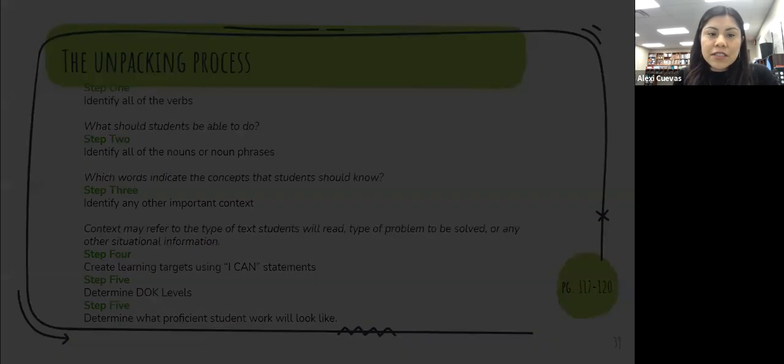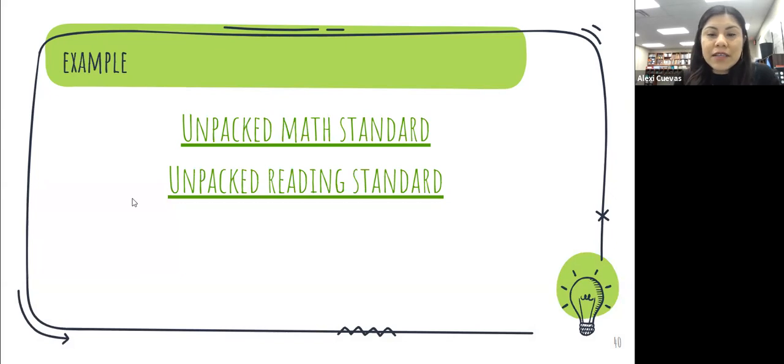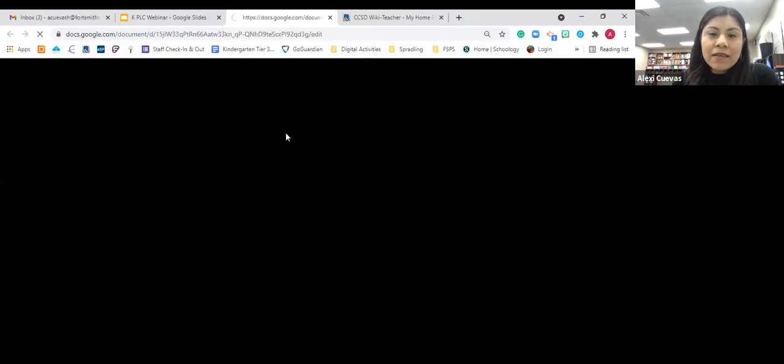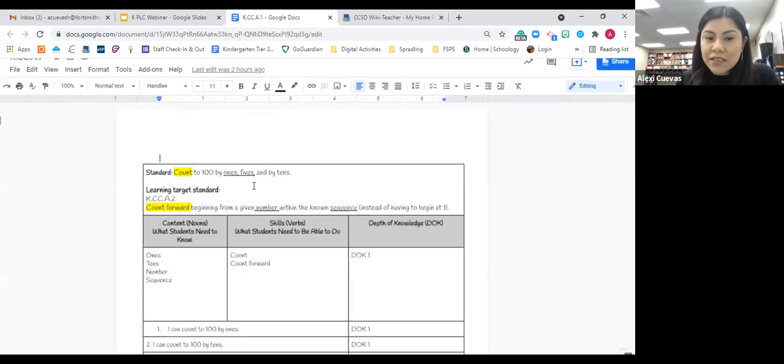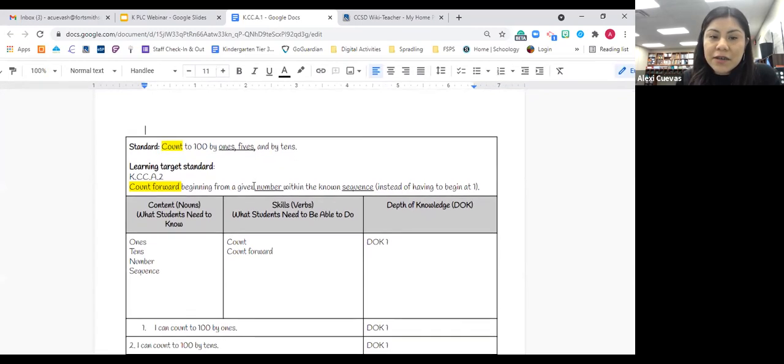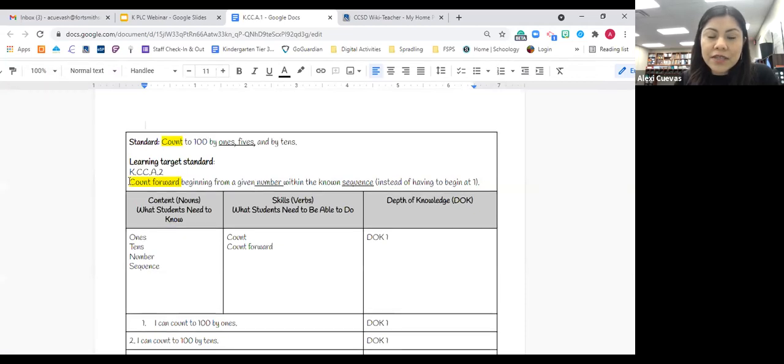So now we are going to look at some examples. I have put a math standard that we unpacked and a reading standard that we unpacked. Again, you will only unpack these standards that you selected as essential. You will not unpack every single standard. This very first standard that we selected as essential was count to 100 by 1s, 5s, and by 10s. And then we said that a learning target standard would be count forward beginning from a given number within the known sequences. Here we highlighted the verbs and we underlined the nouns.